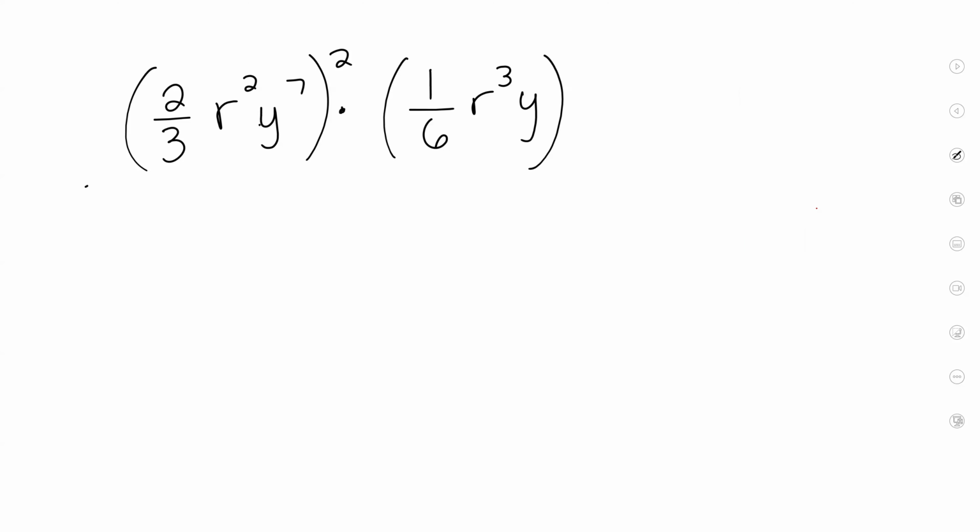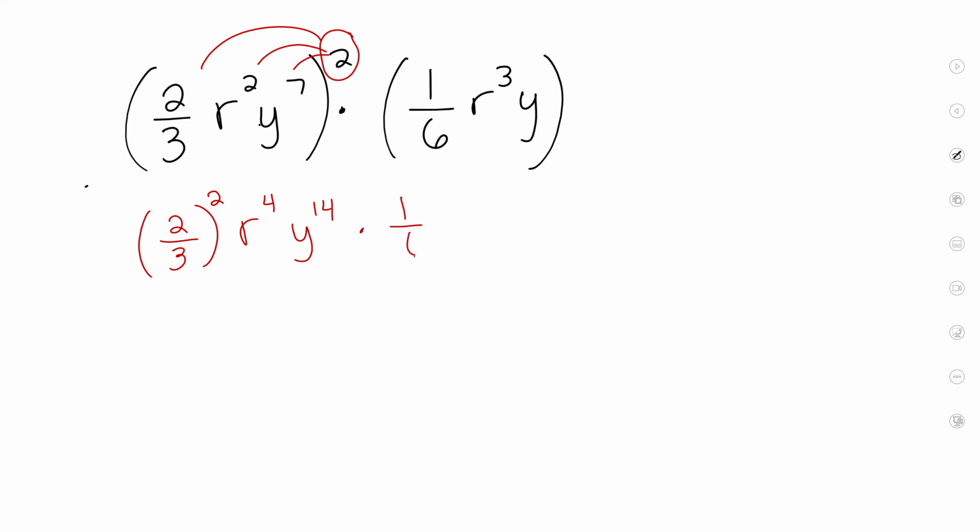Okay, so I'm going to use the power rule. This exponent of 2 will be multiplied to every exponent. So this will be (2/3) to the power of 2, r to the power of 4, y to the power of 14. This 2 went to every exponent. And this can just come down.